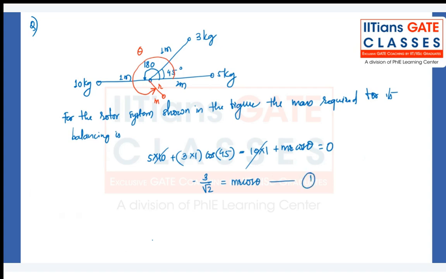Equation number 1. This is summation of all horizontal forces equal to 0. And now summation of all vertical forces, how much? 3 kg will create one force, that is again 3 by root 2 plus MR sine of theta equal to 0. This implies MR sine of theta is equal to minus 3 by root 2.